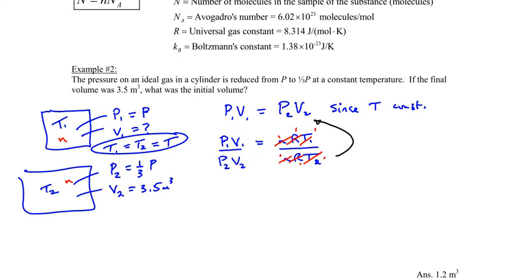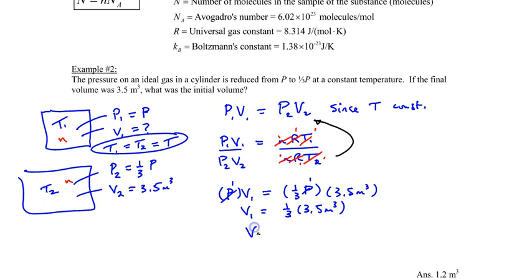So let's substitute in here. You have P1 is just pressure P. Volume 1 is what we're looking for. Pressure 2 is given as a third of the original pressure. And volume 2 is 3.5 meters cubed. So you can see that the pressures will cancel out, and we have volume 1 is 1/3 of the final volume of 3.5 meters cubed, which gives you an answer of 1.2 meters cubed. And that's it for this example.